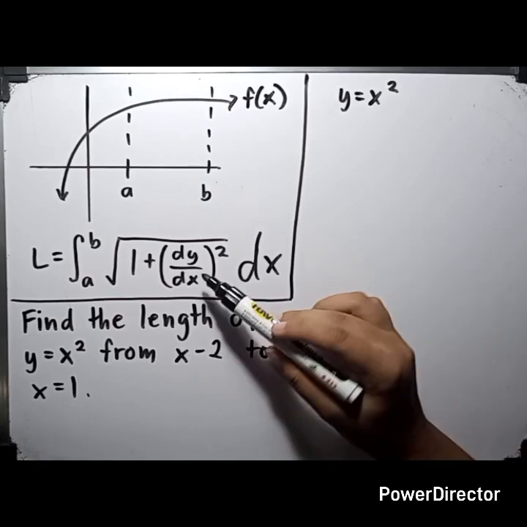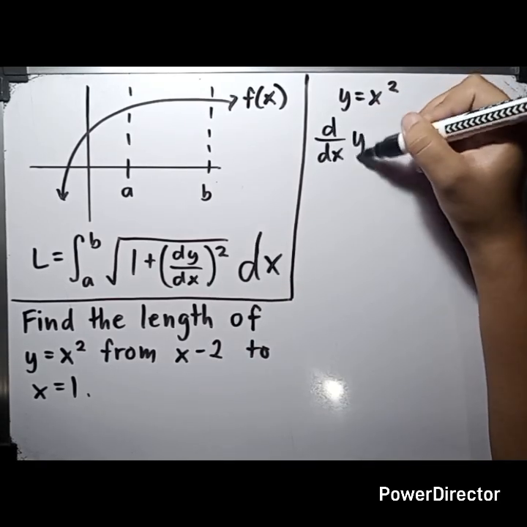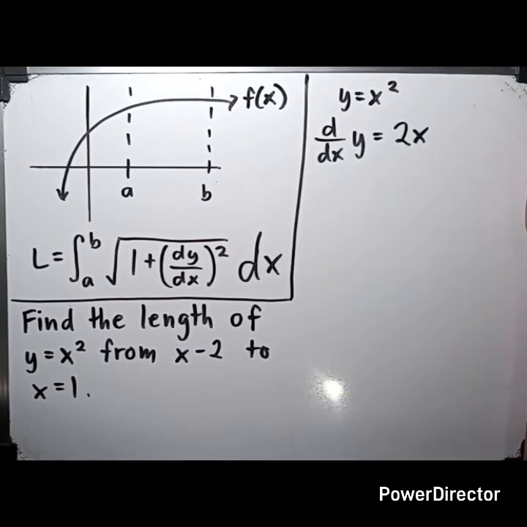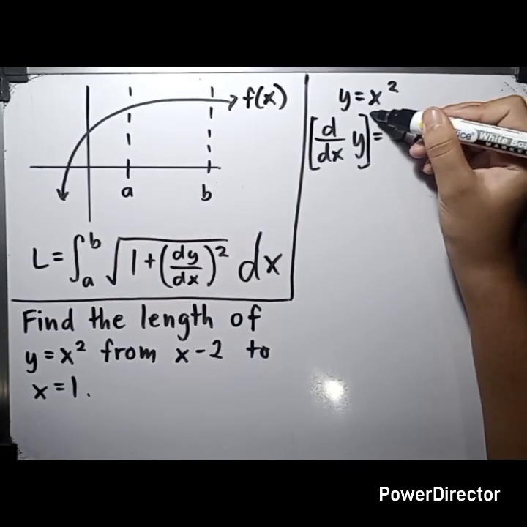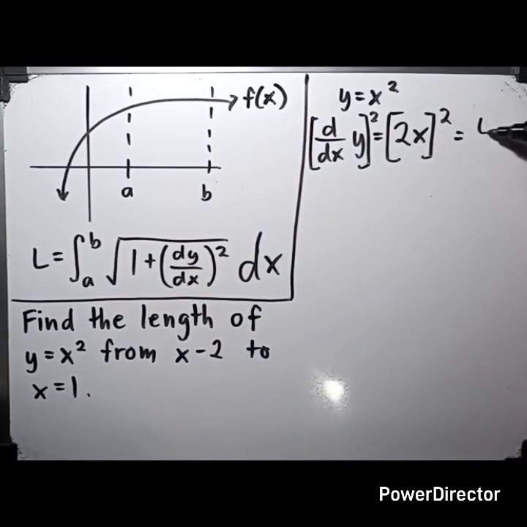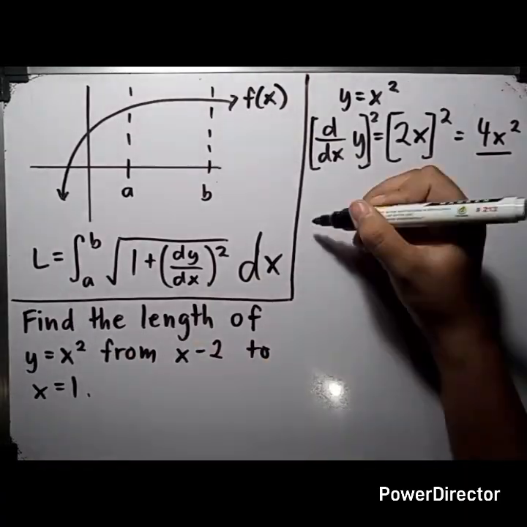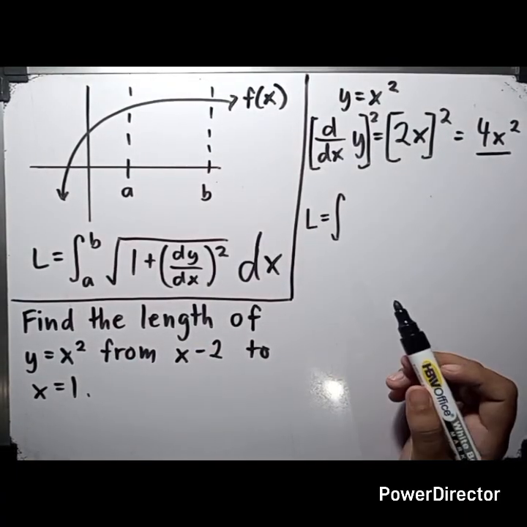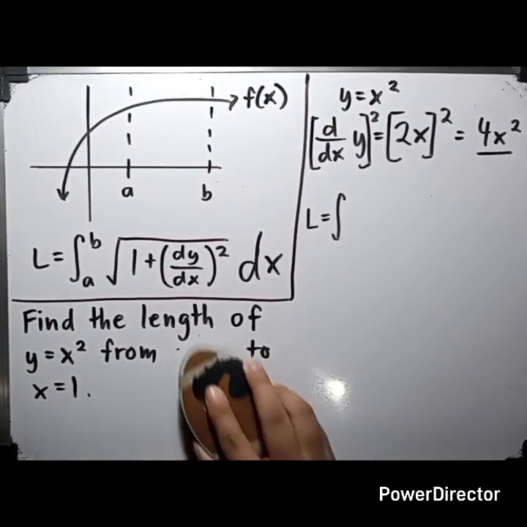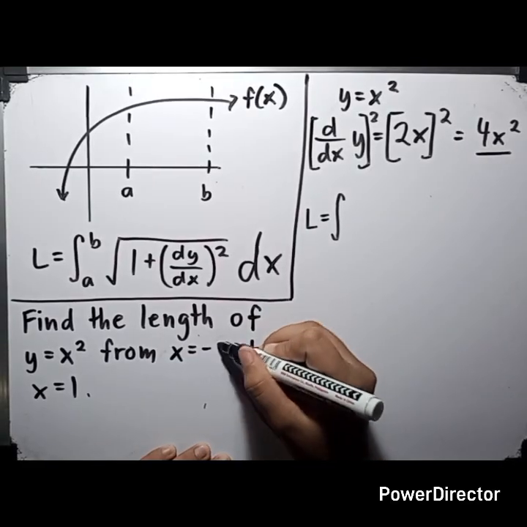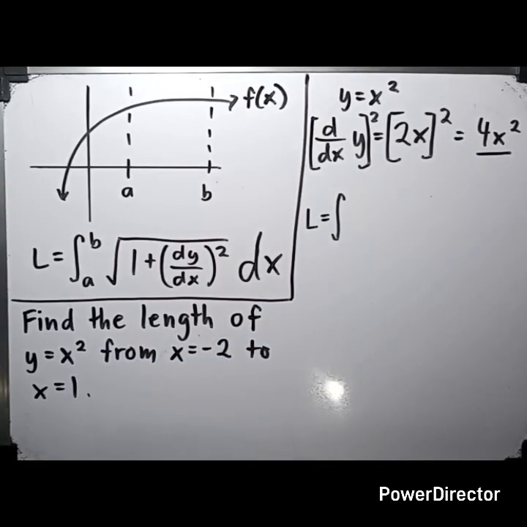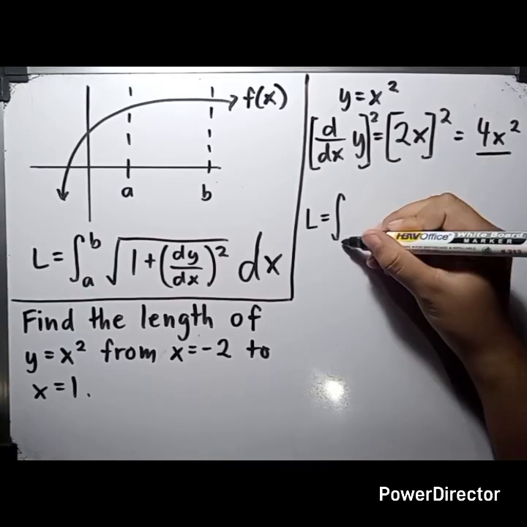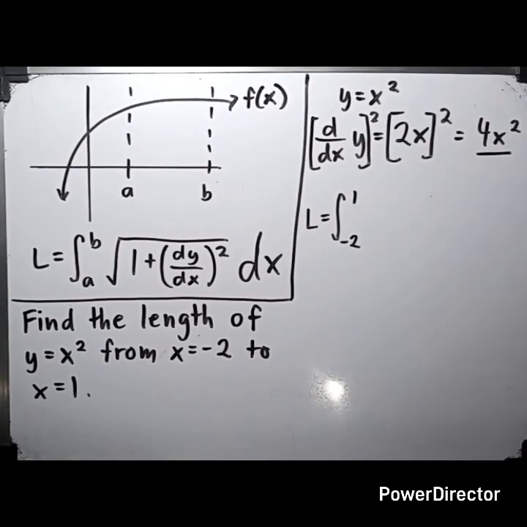First, compute for the derivative of y. We have 2x. And get the square of 2x, we have 4x squared. Then we can apply the formula to find the length. Correction, this is x equals negative 2. Then our lower limit will be negative 2 to 1.